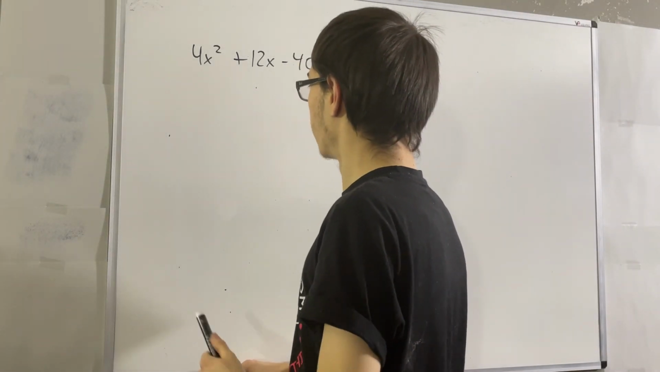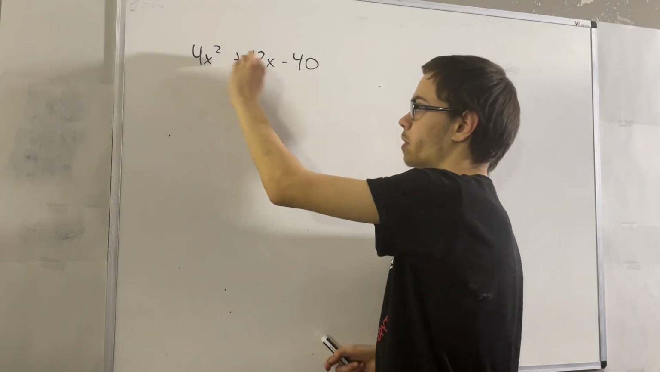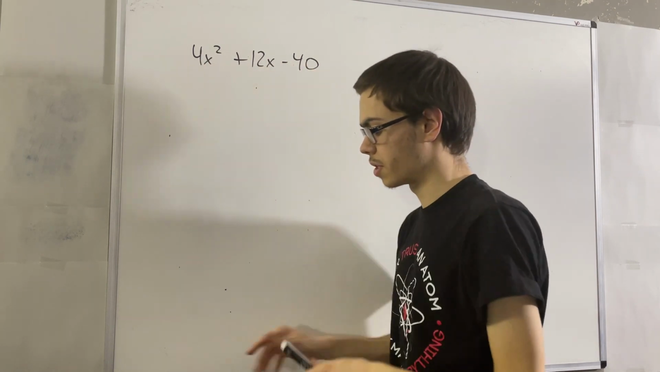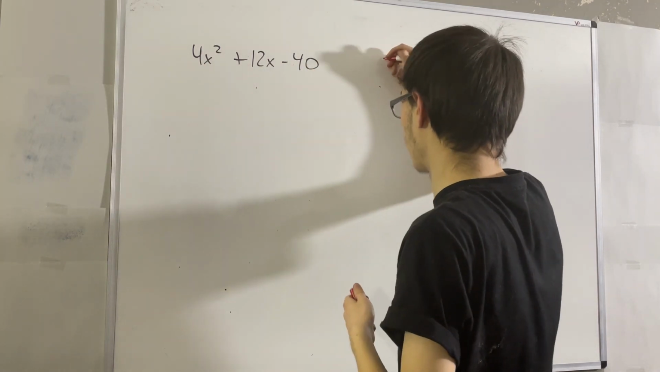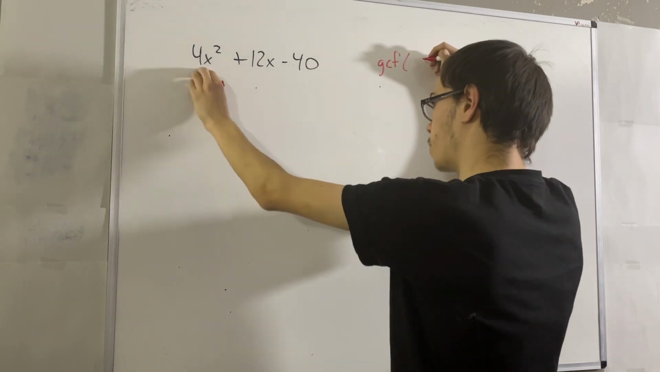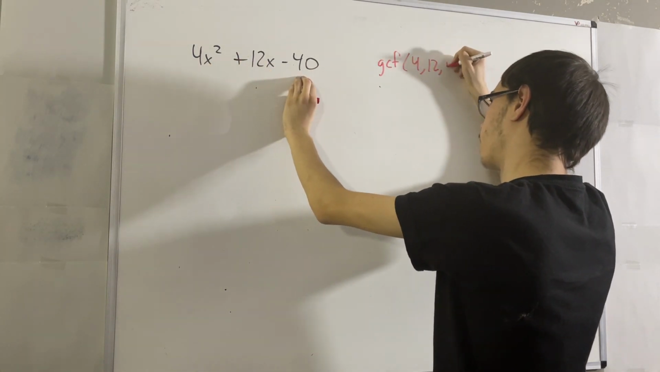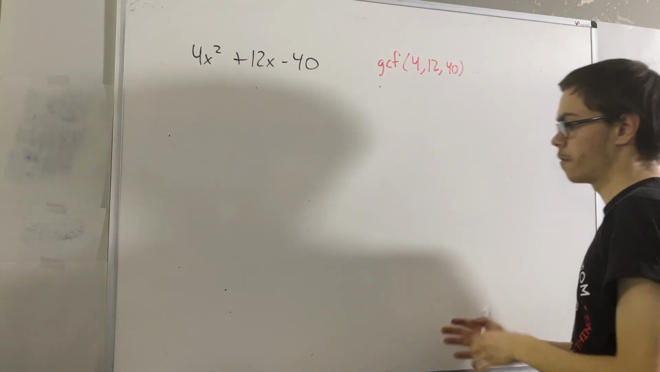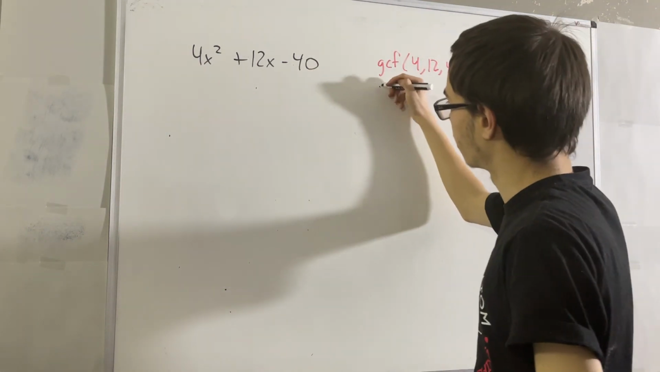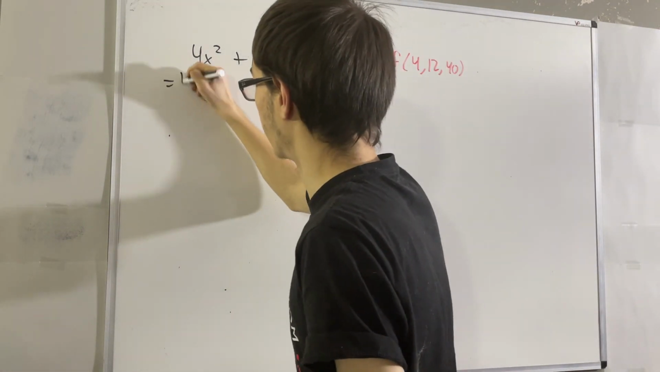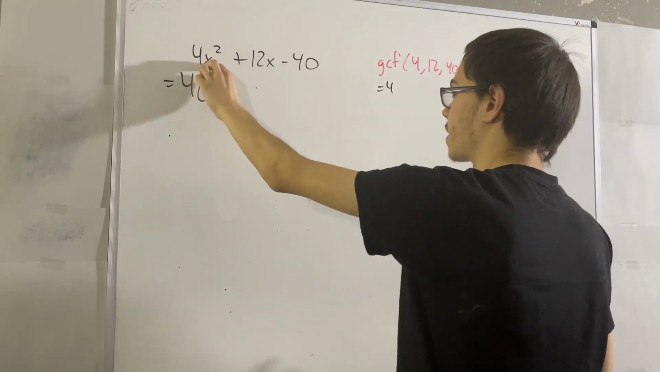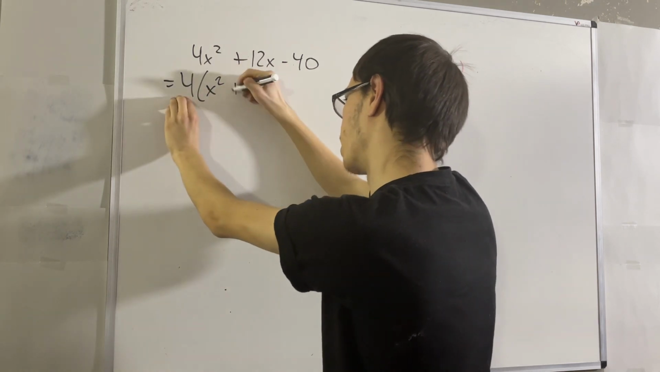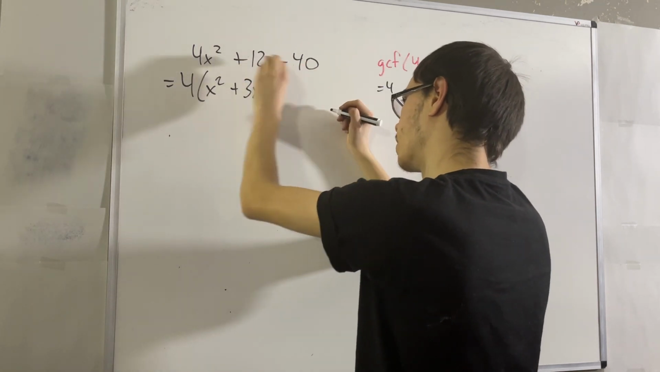So really, to factor this thing, again, it's in the form of ax squared plus bx plus c. So let's see, is there a greatest common factor between each of these three numbers? In other words, is there a greatest common factor between 4, 12, and 40? Well, notice, each of these numbers are multiples of the smaller number 4. Therefore, 4 is in fact the greatest common factor. Therefore, we can pull out a 4. 4x squared divided by 4 is x squared. Plus 12x divided by 4 is plus 3x. Minus 40 divided by 4 is minus 10.